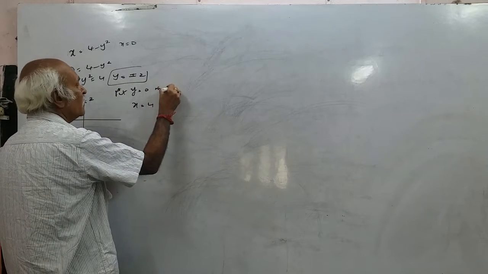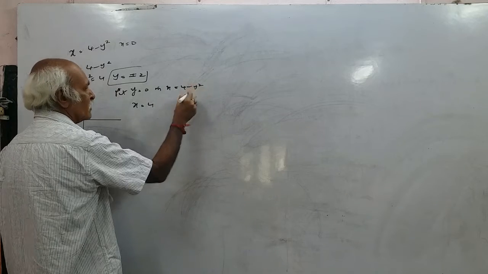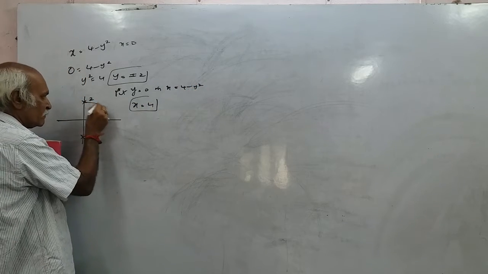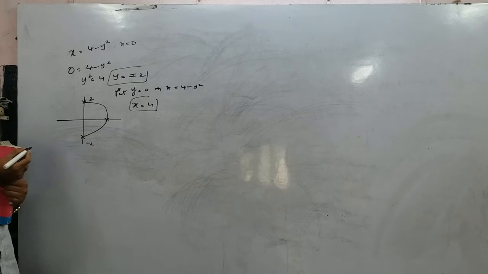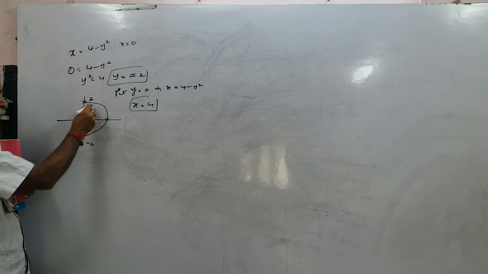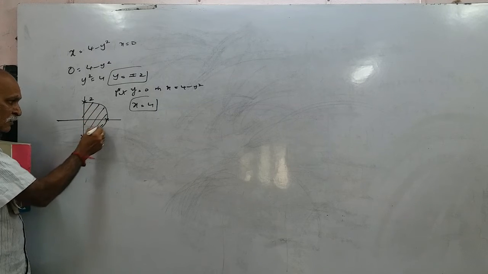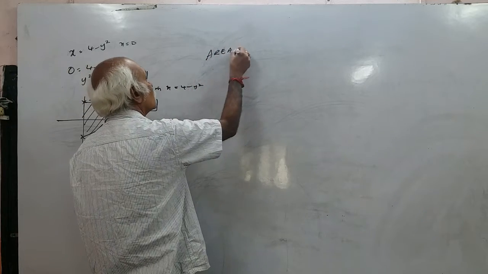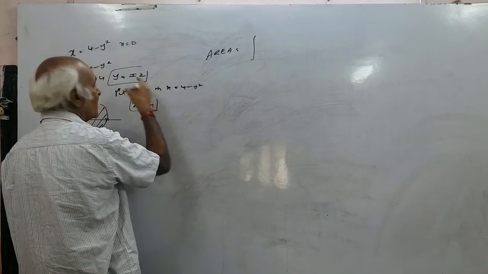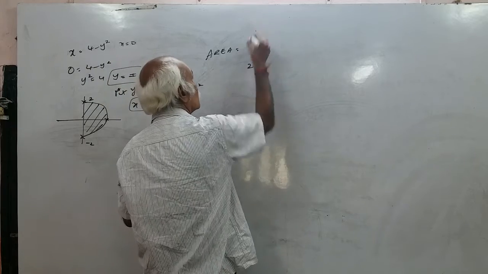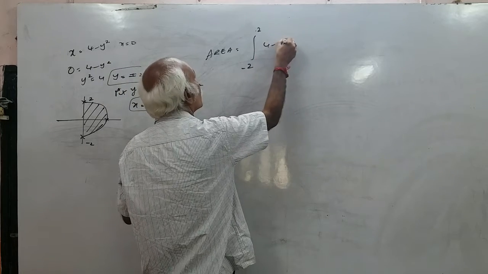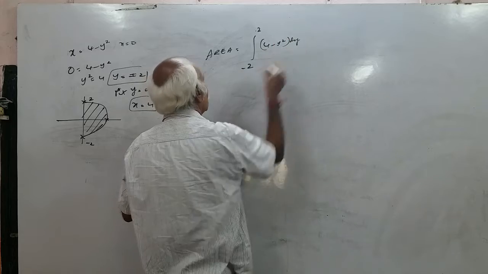In x is equal to 4 minus y square, I am putting y is equal to 0. What is the x value? I get 4. So this point is coming in the positive direction now. Okay, it has come in the positive direction. Therefore, area from where to where? Plus or minus 2. Minus 2 to plus 2, 4 minus y square dy.